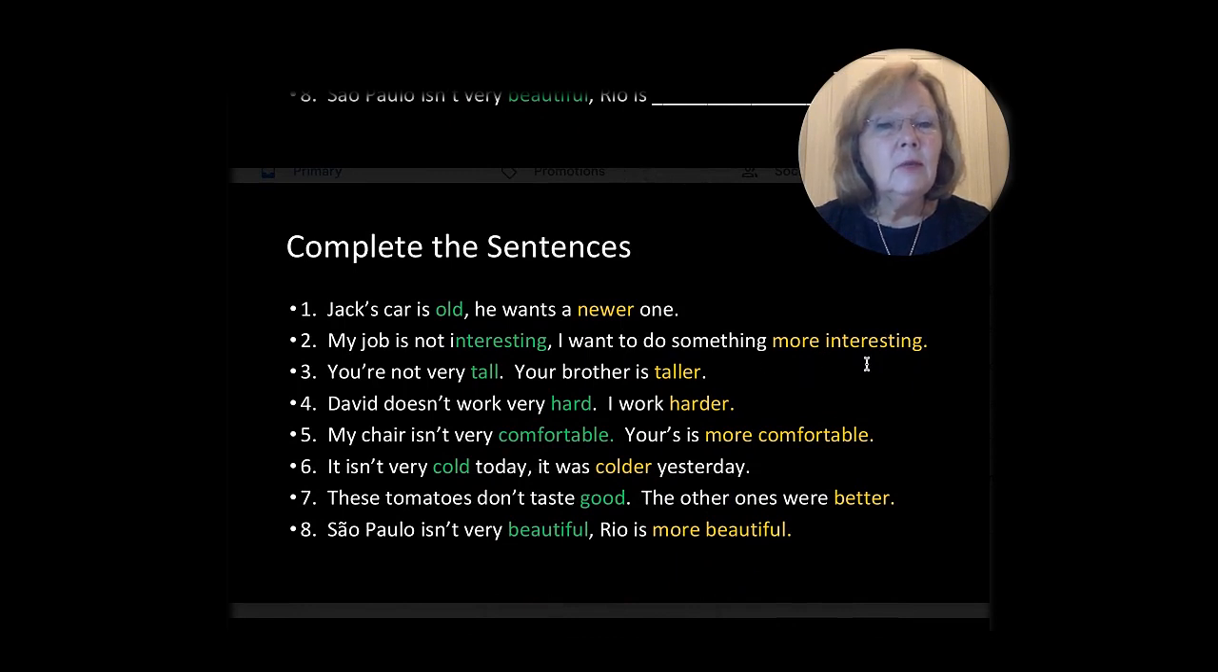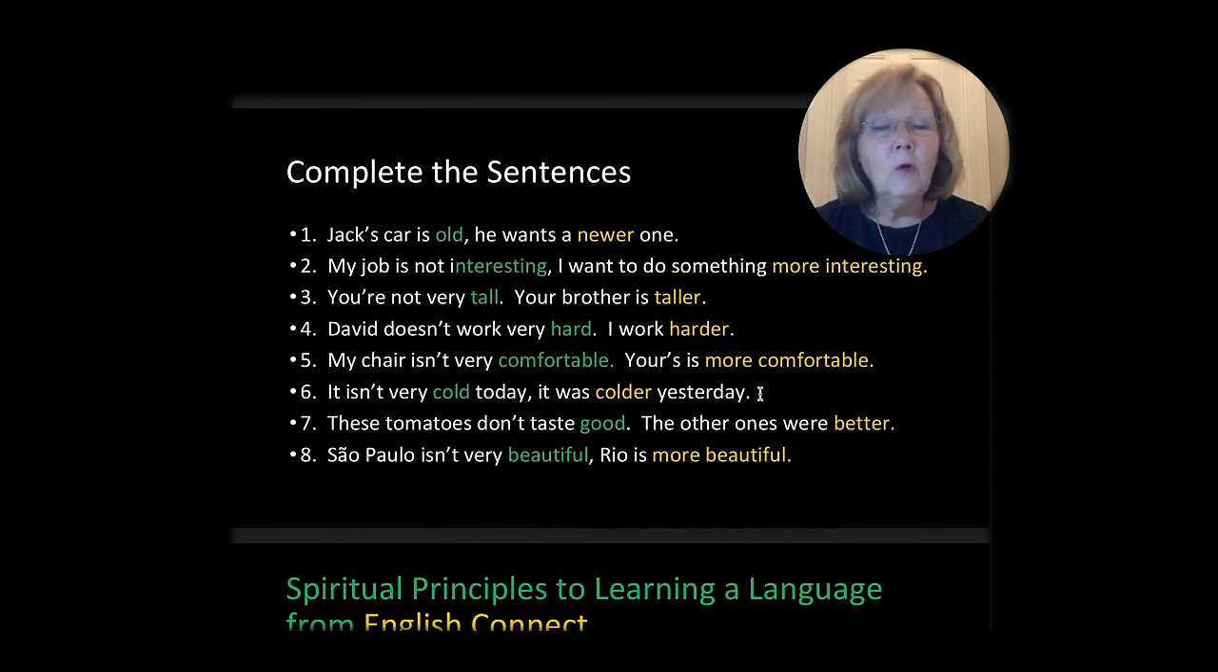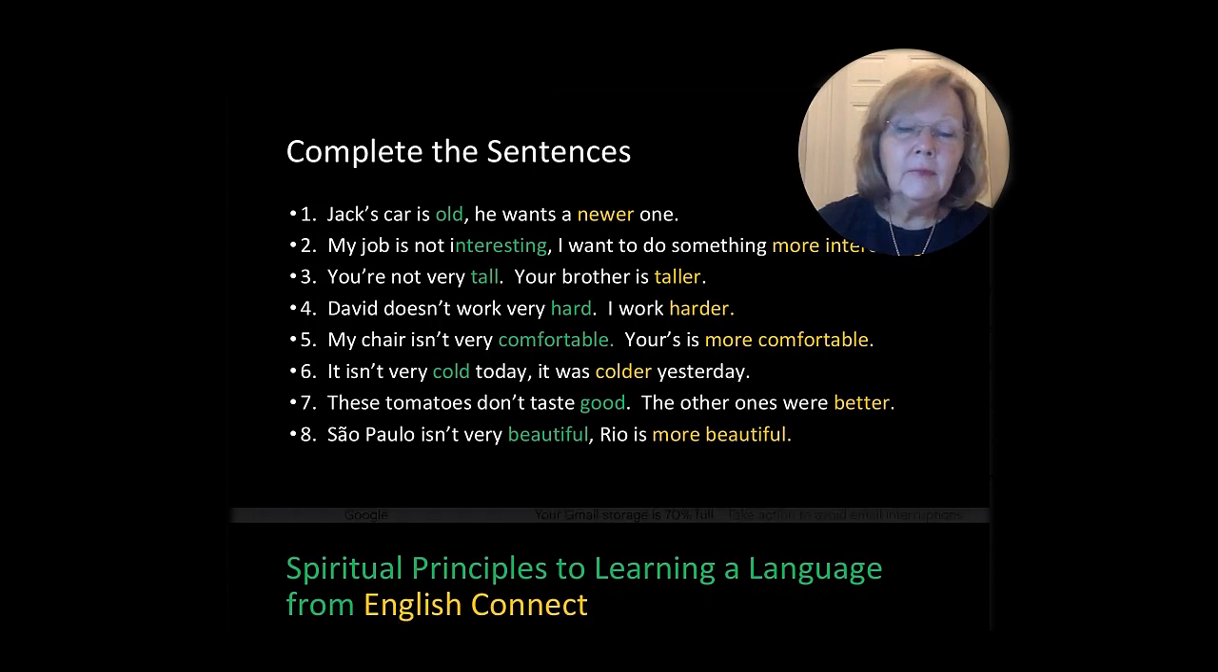I want to do something more interesting. Your brother is taller. I work harder. Yours is more comfortable. It was colder yesterday. The other ones were better, and Rio is more beautiful than São Paulo.